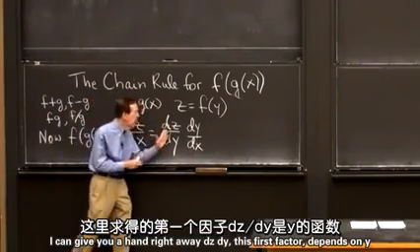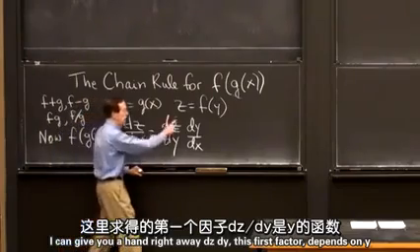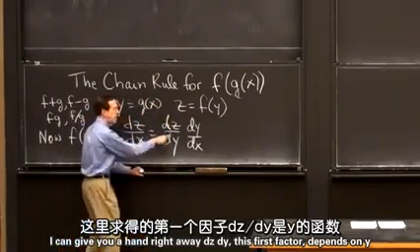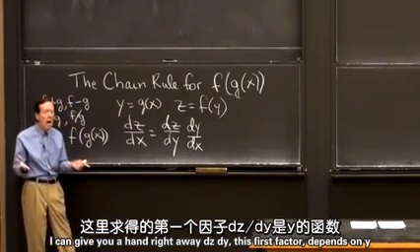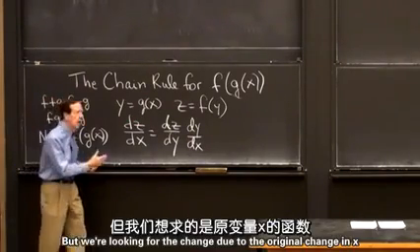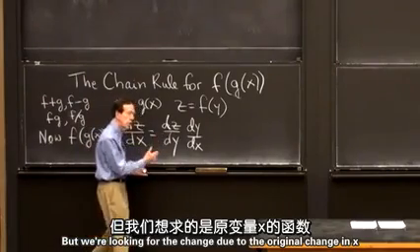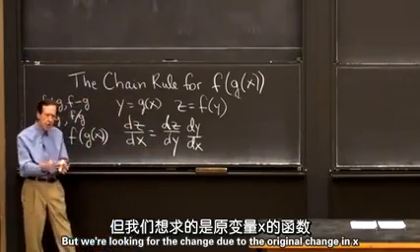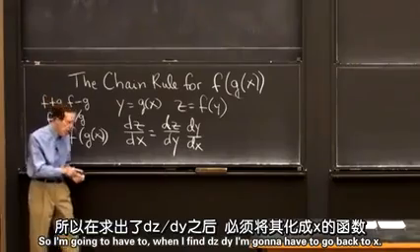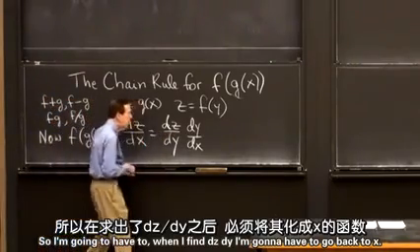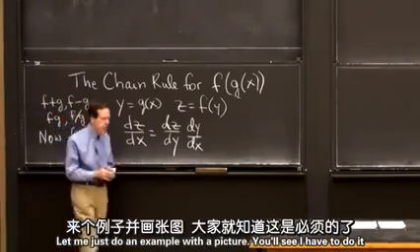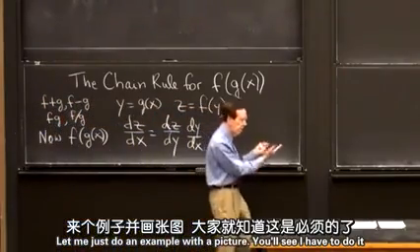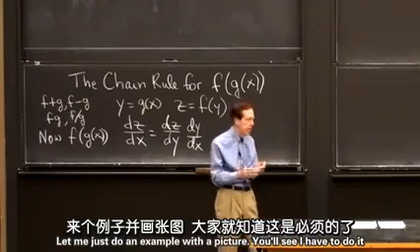I could give you a hint right away. dz dy, this first factor, depends on y. But we're looking for the change due to the original change in x. So when I find dz dy, I'm going to have to get back to x. Let me just do an example with a picture. You'll see why I have to do it.